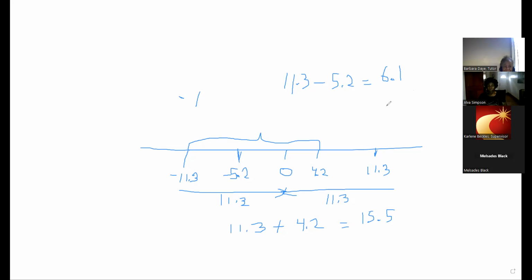Any questions now on finding distance between points, whether you have a number line or you don't have the number line? It's the same thing. Questions? Okay, I'll save that. All right, now let's go back to where we were.